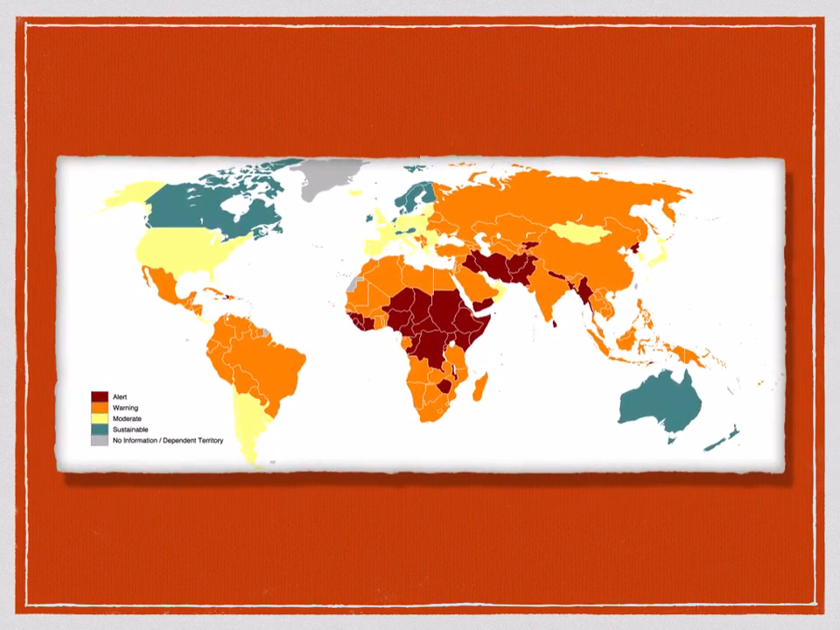Here's a map of failed states. The ones that are in deep red are the ones that are in danger of basically collapsing. And then in orange, less danger, yellow, even less, and green, considered to be the very opposite of a failed state. These are the very successful states.